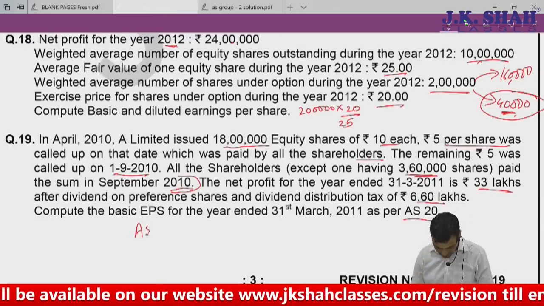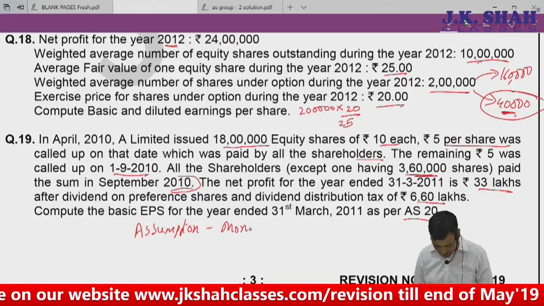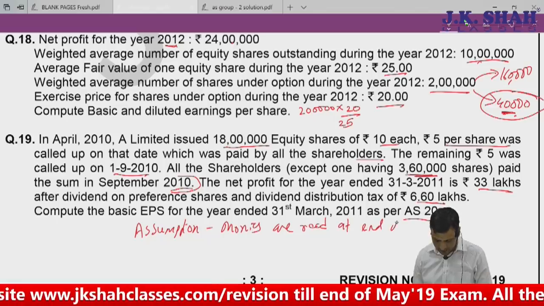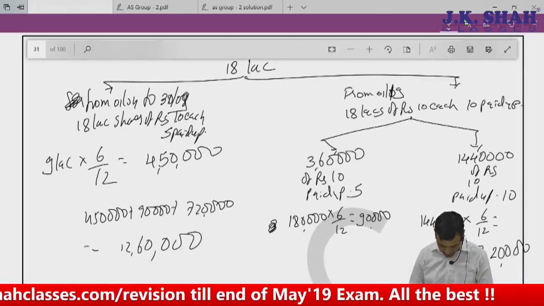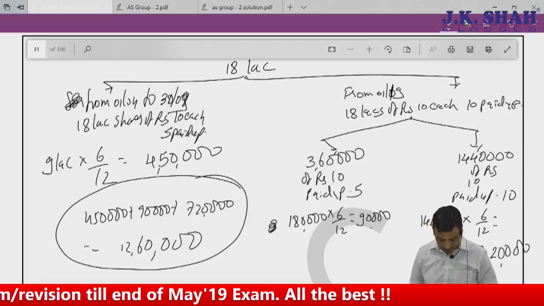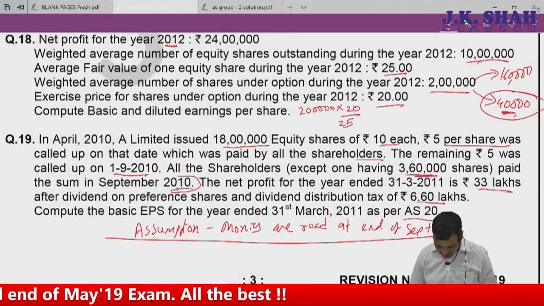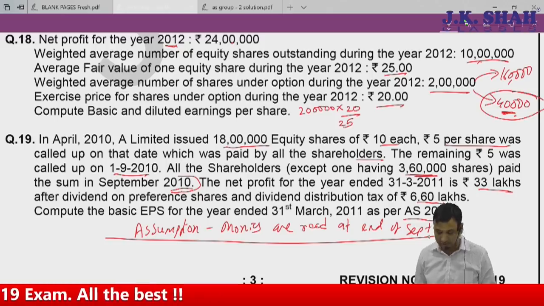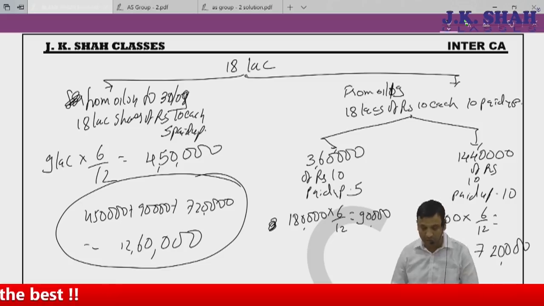I have made an assumption here that monies are received at the end of September. If this is the assumption, then this is the answer: 12,60,000. But because they just use the words in September, paid in September, when? 1st of September or last of September? I say monies are received at the end of September. It means these 18 lakh shares are there for 6 months. Here also I did the bifurcation.